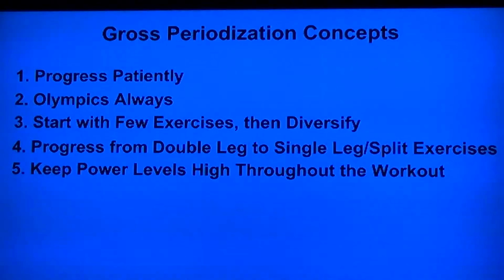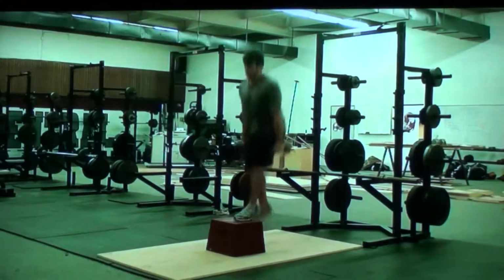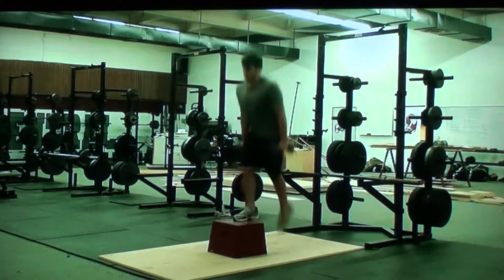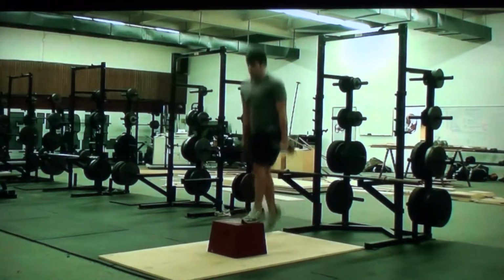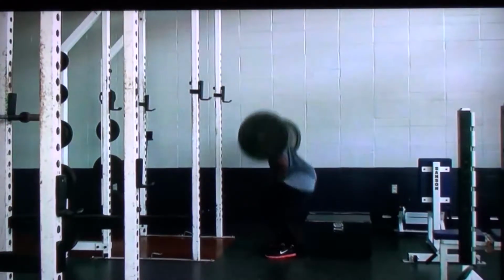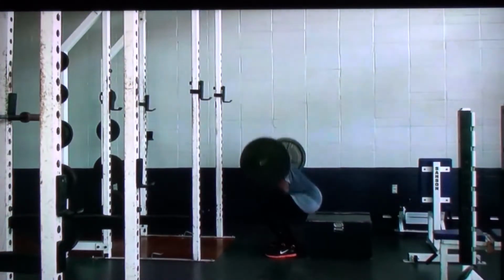Keep power levels up throughout the workout. Choose weights so that the work levels and bar speeds remain consistent. Too much fatigue too early destroys the session. Employing large ranges of motion strengthens the body in better balance and establishes better strength ratios between the core and periphery of the body.